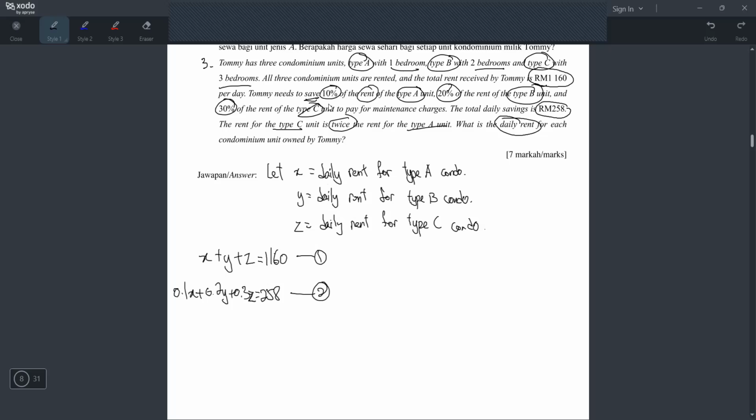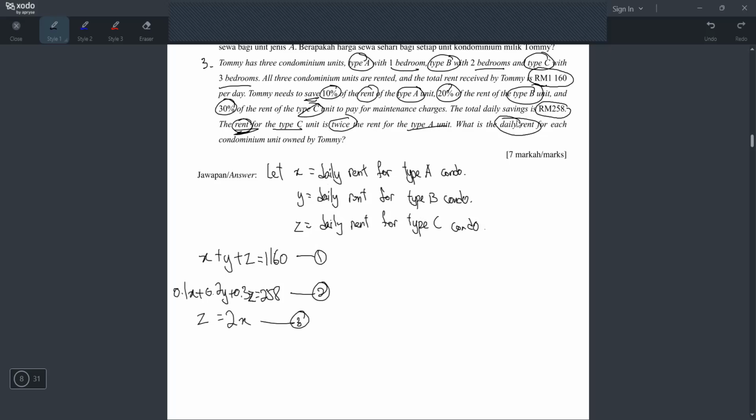And then what is the last part? The rent for type C unit. So rent for type C is what? Z, right? So Z is twice the rent of type A. So Z equals 2X. And this is equation 3.